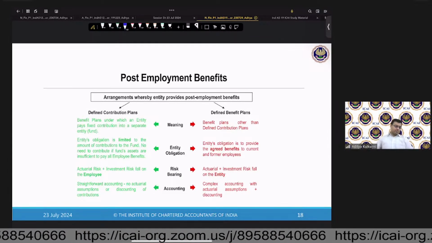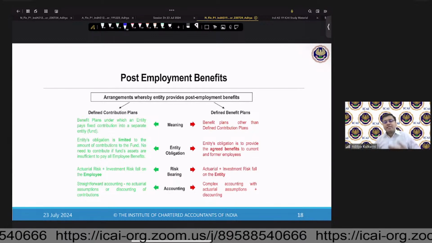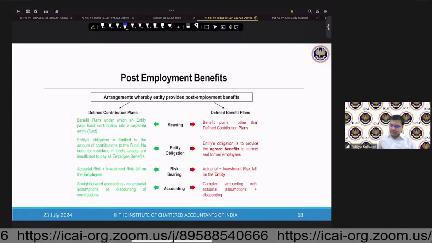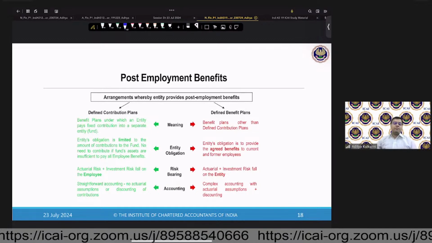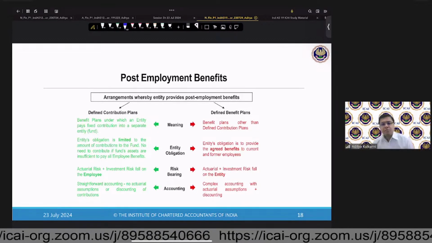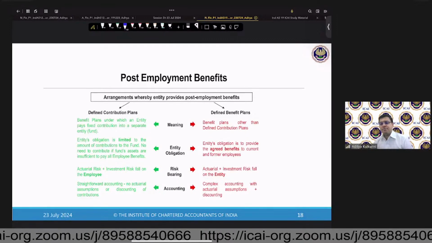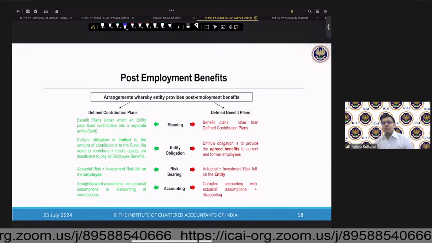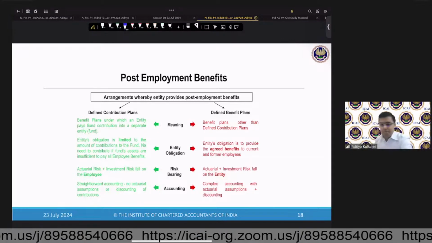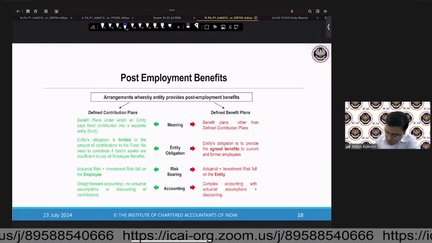Bolo? Who is exposed to the risk? Yes, it is the employee who is exposed to the risk.